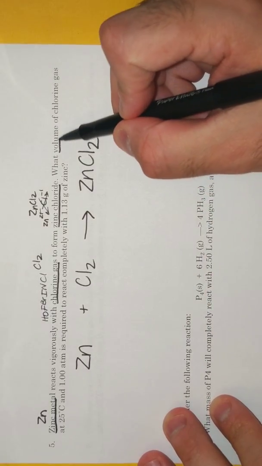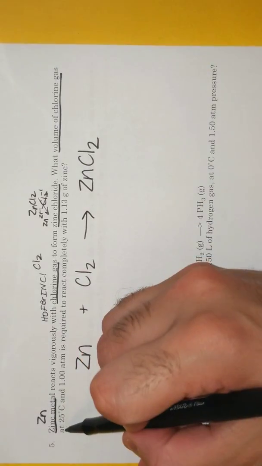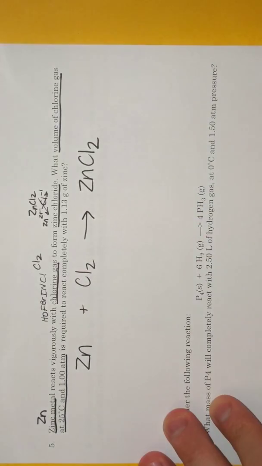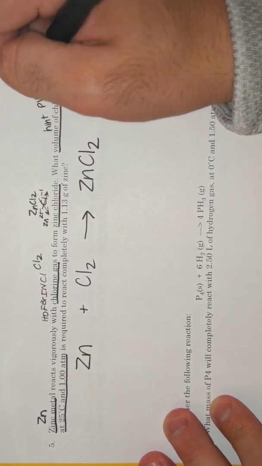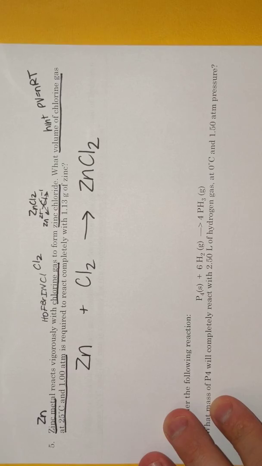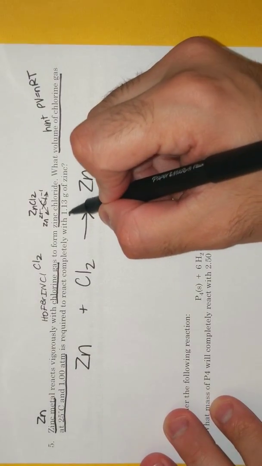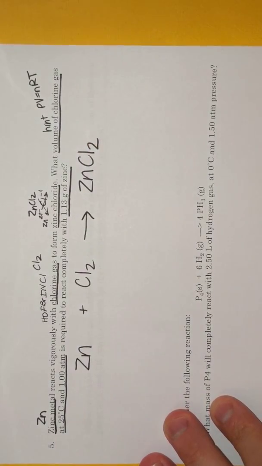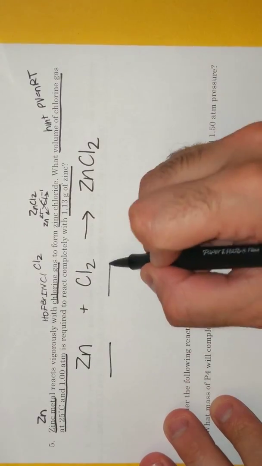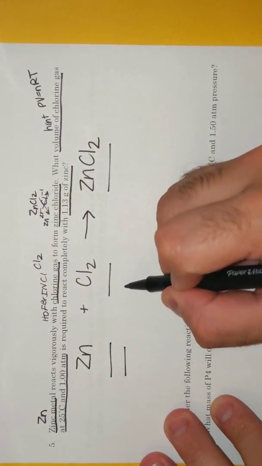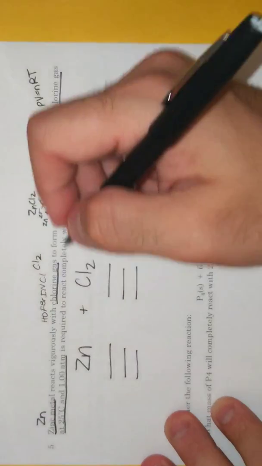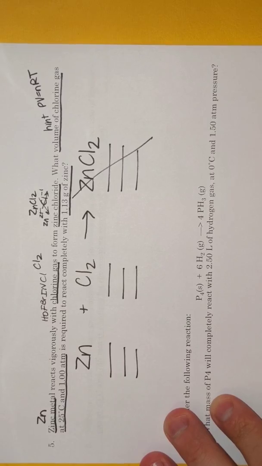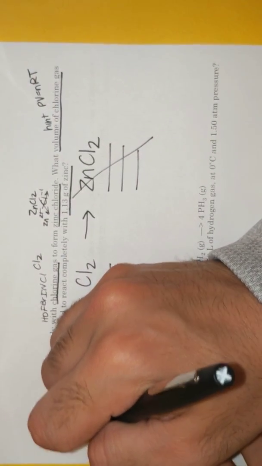What volume of chlorine gas at 25 degrees Celsius and 1 atmosphere? So already the hint is that I need to use the PV equals nRT equation, is required to react completely with 1.13 grams of zinc. So I can do the BCA table if I want and only focus on things that I care about in the BCA table. I don't care about zinc chloride, since the question doesn't ask about that. I have 1.13 grams of zinc.